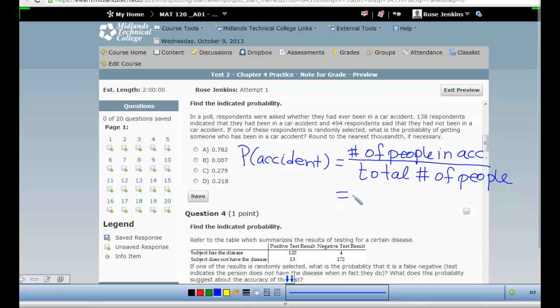So the number of people was 138. Very good. And the total is 632. This time we had to add together to get our total. So divide 138 by 632. That will give you the answer. Questions about that? Okay, good.